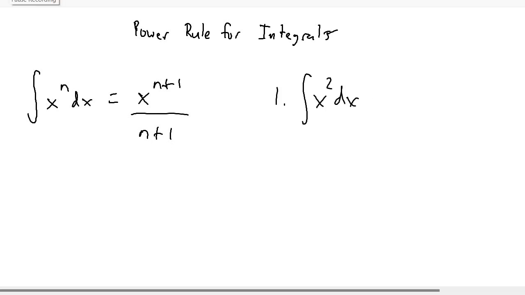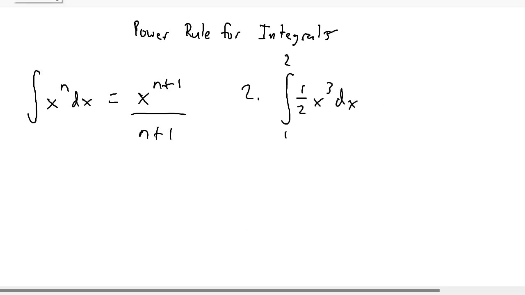So let's look at the first problem, the integral of x squared dx. So we can use the power rule here. All we have to do is add 1 to the power and divide by the same power. So in this case, you would get x to the 2 plus 1, which is x cubed, over 3. And since this is an indefinite integral, we have to add plus c.